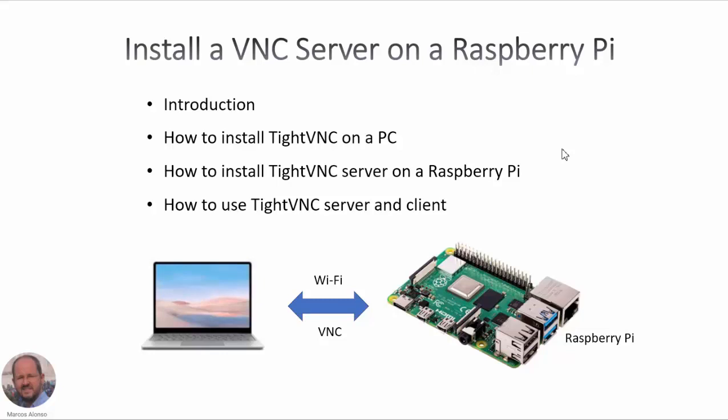Today we are going to see how to install a VNC server on a Raspberry Pi. We will see first an introduction to VNC systems. We will see how to install our preferred VNC server, which is called TightVNC, on a personal computer. Then we will see how to install the TightVNC server on a Raspberry Pi. And finally, we will see how to use both the server and the client to do a connection from our personal computer with our Raspberry Pi through our Wi-Fi network.